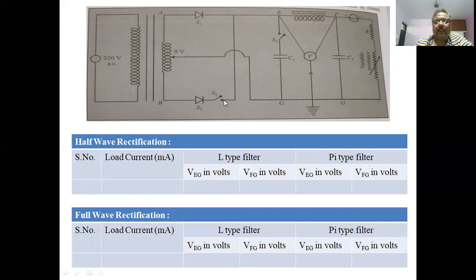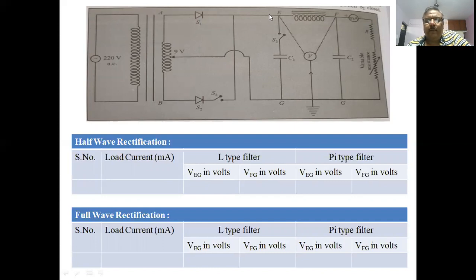We are also provided with a switch here. When the switch is open, only one diode is connected, and it behaves like a half-wave rectifier. When the switch is closed, both the diodes are connected. For the first half cycle, this is conducting. For the second half cycle, this is conducting. And this behaves like a full wave rectifier.